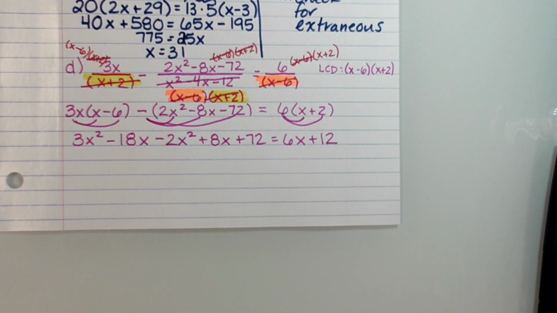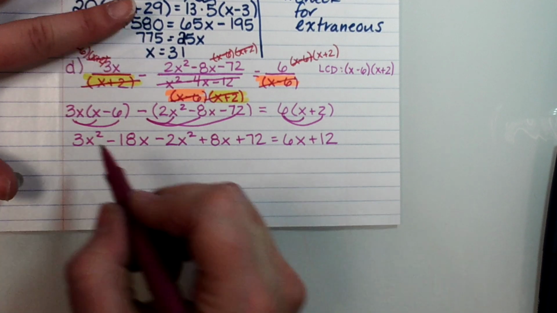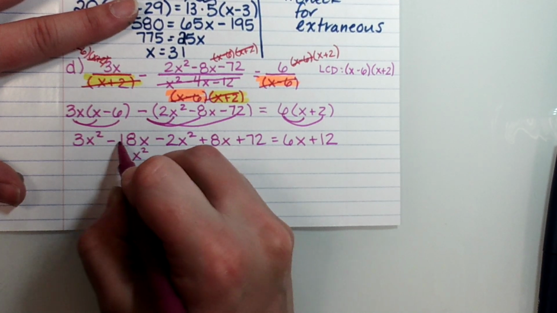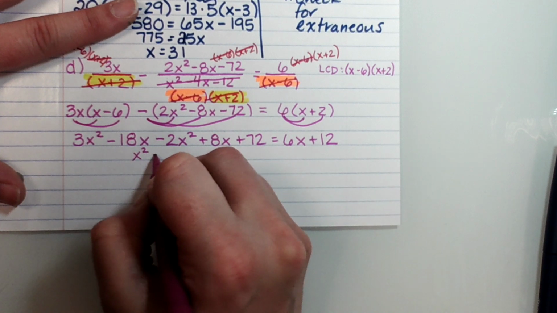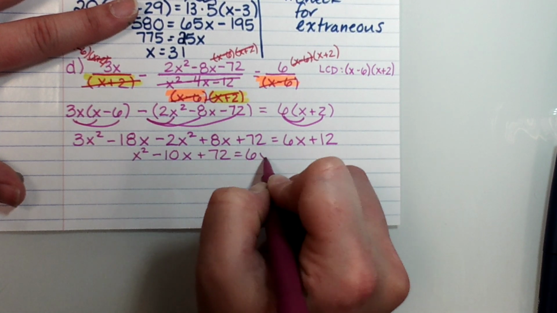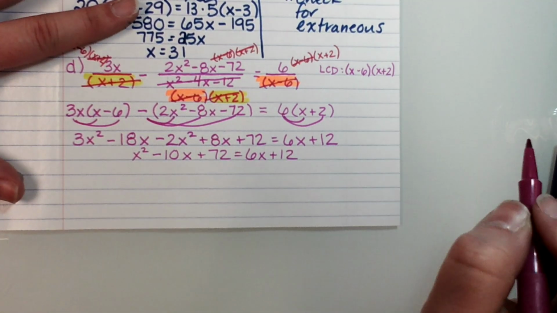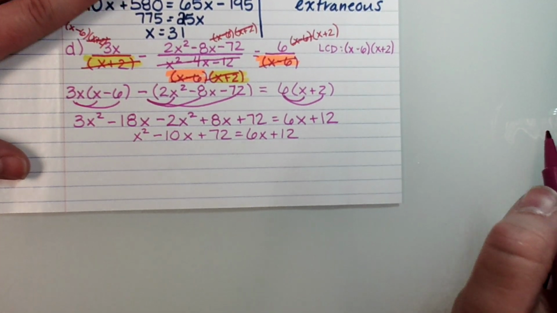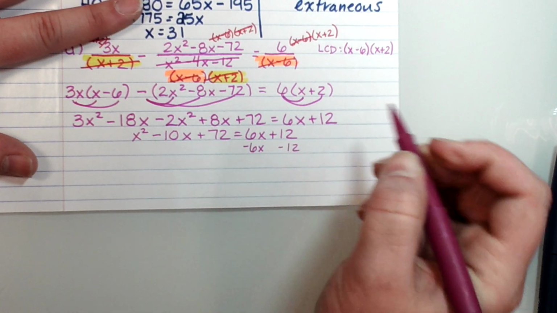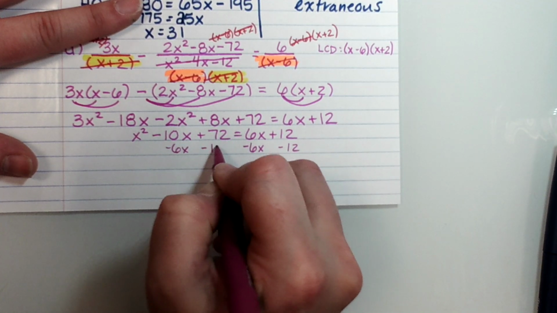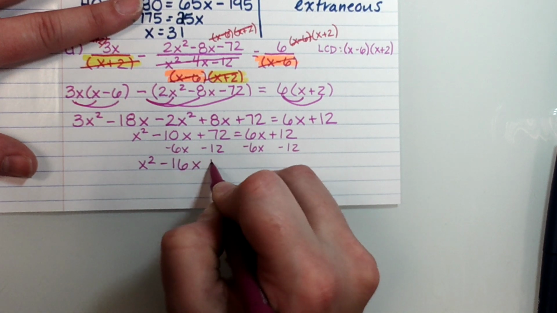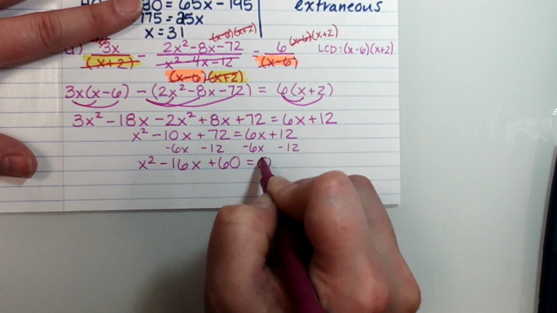Combine like terms. 3x squared minus 2x squared is x squared. Negative 18 plus 8x is negative 10x. Plus 72 equal to 6x plus 12. To solve a quadratic equation, it must be equal to 0. So I subtract the 6x and the 12. X squared minus 16x plus 60 is equal to 0.